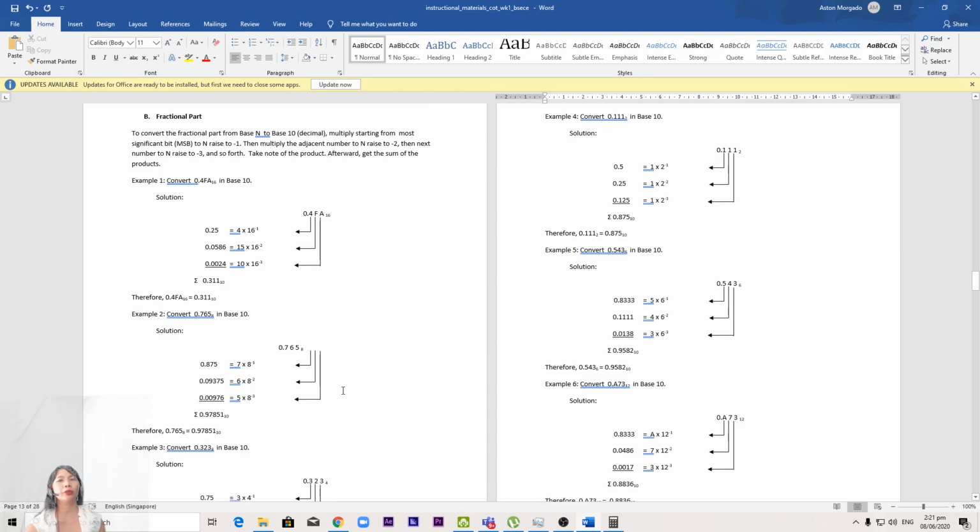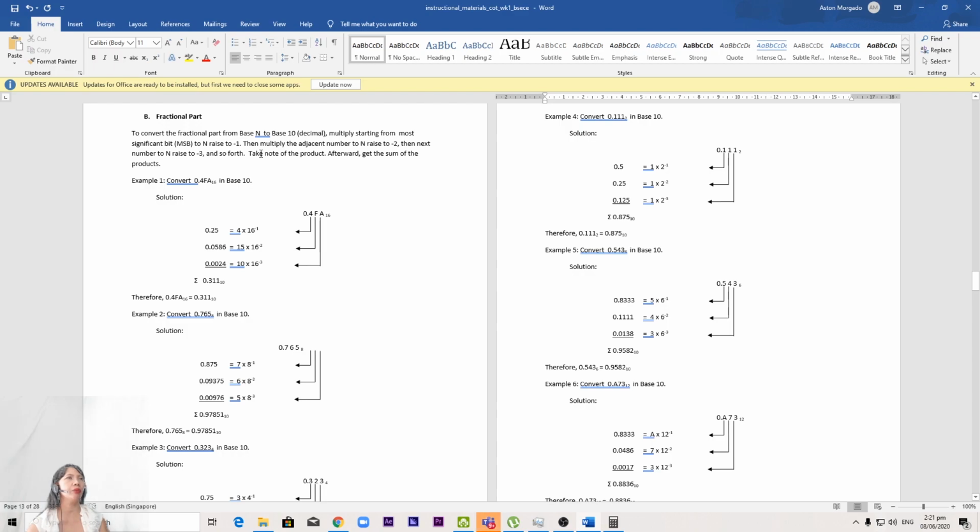Okay, so this will be our last topic. We have the fractional part. We have to convert the fractional part from base n to base 10. Multiply starting from the most significant bit by n raised to -1. So this time in a fractional part, we start with n raised to -1.